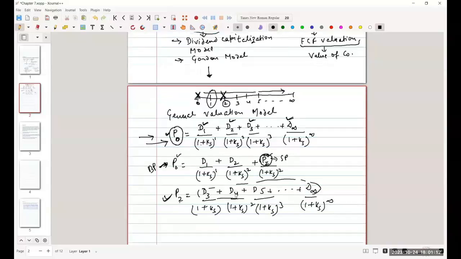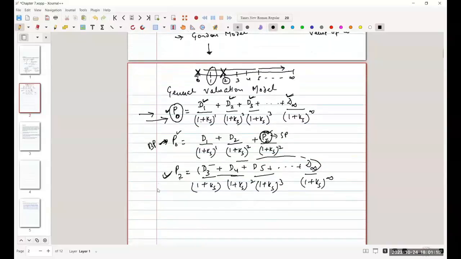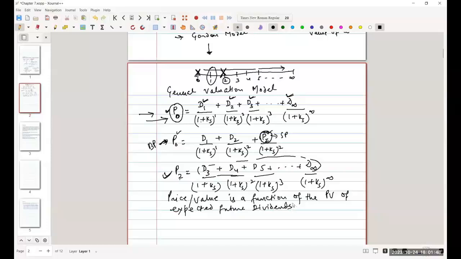So the message here is, if you look at it, that price for a dividend paying company, price or the value. So let's just make an observation here. Price or value is a function of the present value. If you so wish, you can write the discounted value, also, that would be correct as well. Is a function of the present value of expected dividends in the future. So that is the general valuation model that we have.